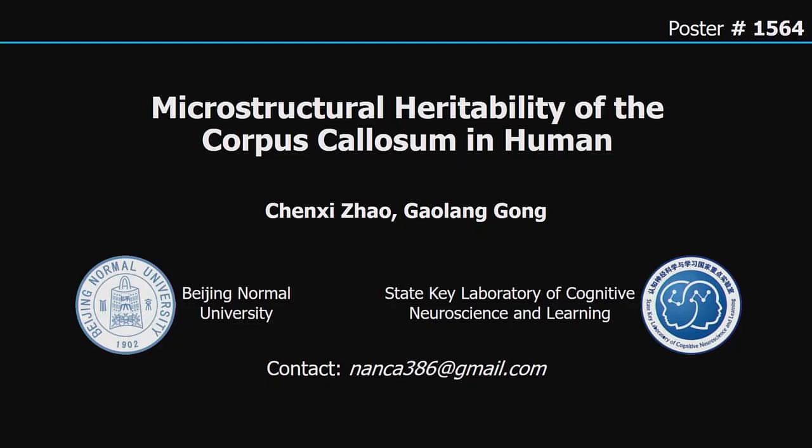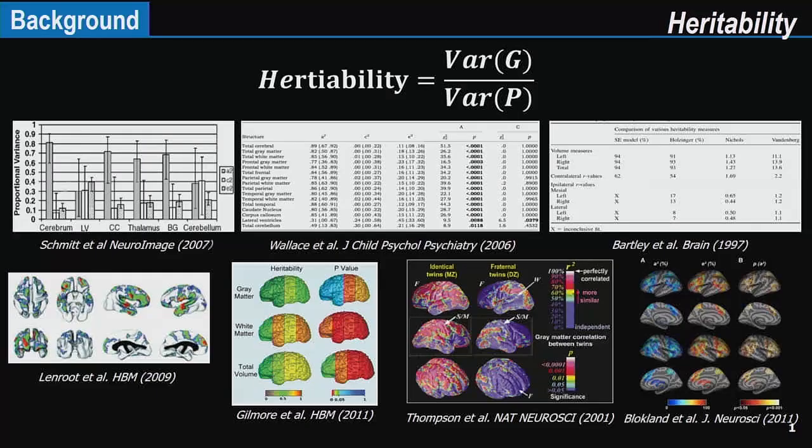And today I want to show you my results on the heritability analysis on human corpus callosum microstructure. Heritability is defined as the proportion of phenotypic variation that can be explained by genetic factors. Now, many MR studies have focused on the heritability of multiple brain phenotypes, including cortical thickness, surface area, and brain volumes.